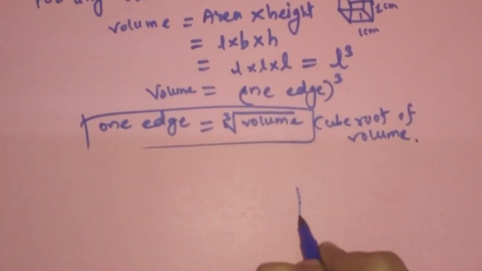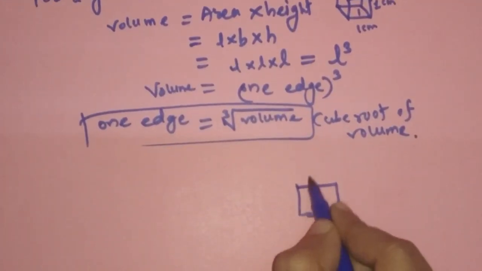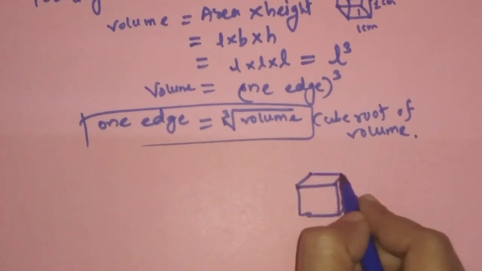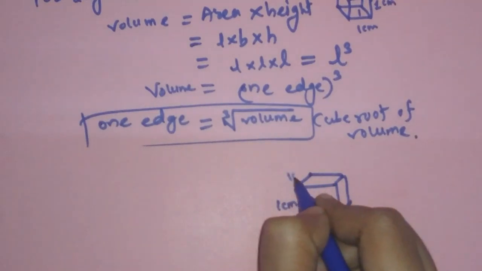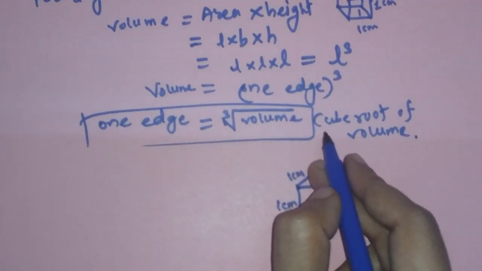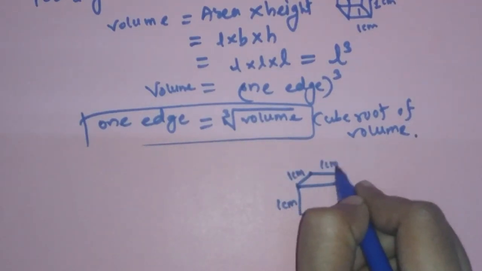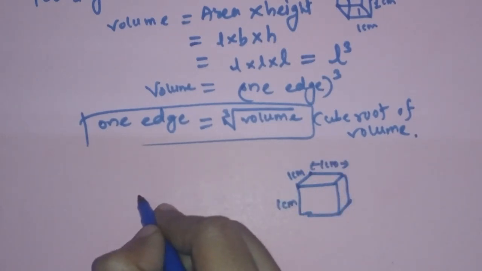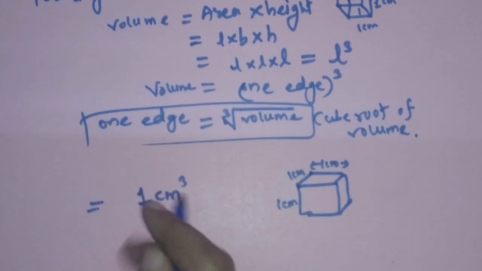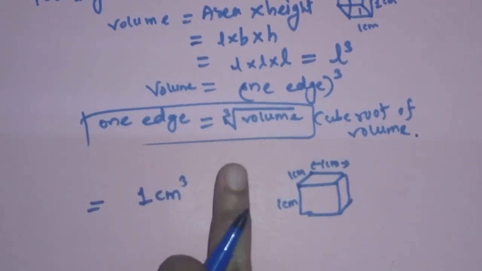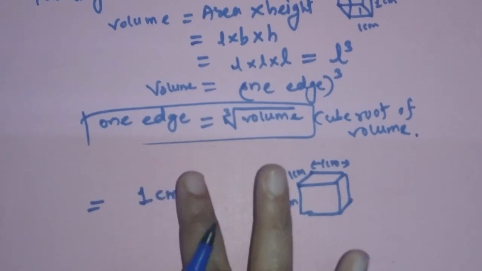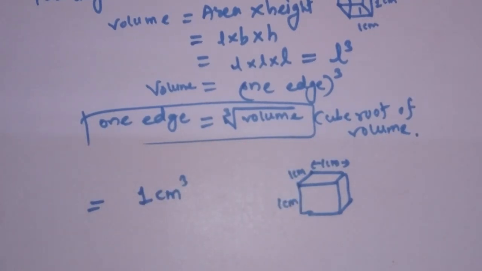So for a cube, this is 1 centimeter, it is also 1 centimeter, and it is also 1 centimeter. So here it is represented as 1 centimeter cube. The three shows that this is 3-dimensional: length, breadth and height.